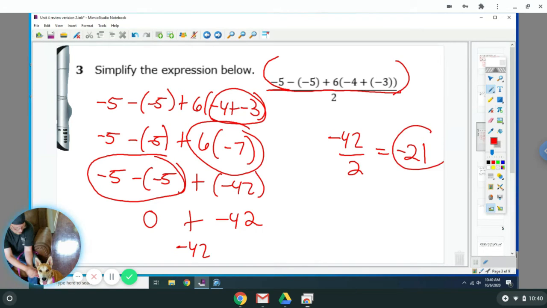So your final answer is negative 21. So basically what I did is I just took the top and I solved it. And then after I solved it, I divided by the bottom. So I really just ignored the bottom until the very, very end.